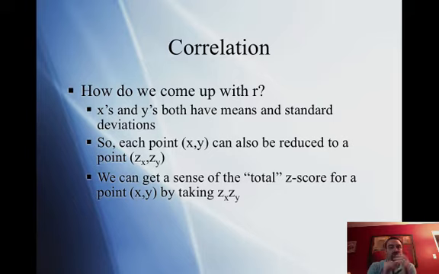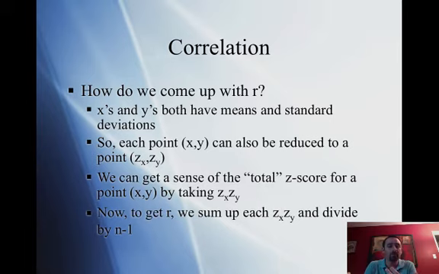We can get a sense of the total z-score for a point by taking the product of the two. So if the z-score for x is -1 and the z-score for y is +2, I can combine those two and multiply them together and get a sense of the total z-score for that point by taking the product of the z-score of the x value and the z-score of the y value.